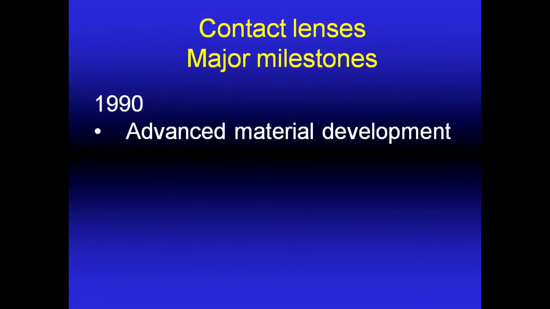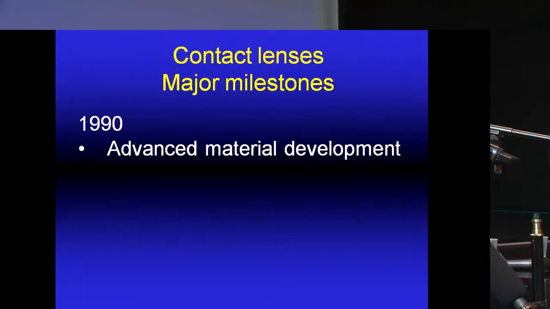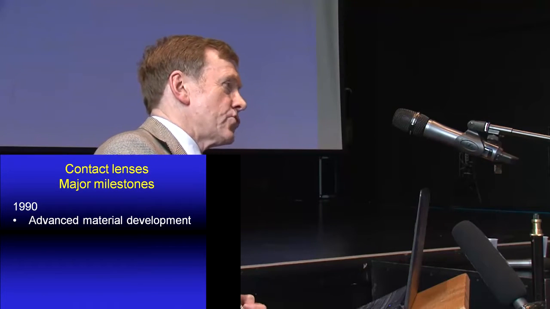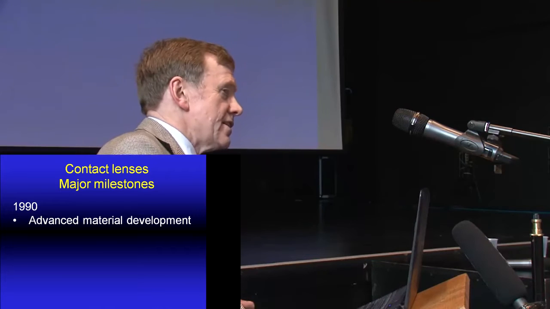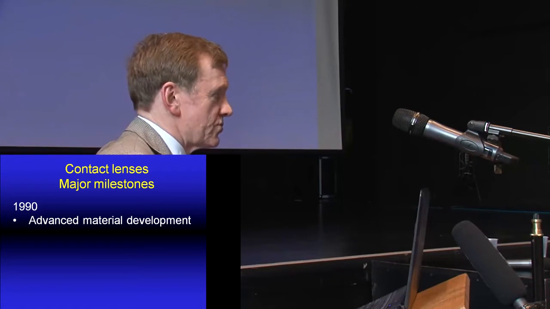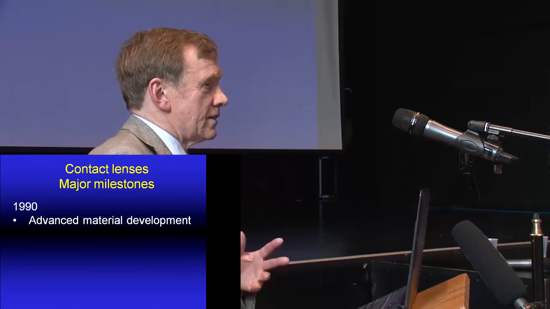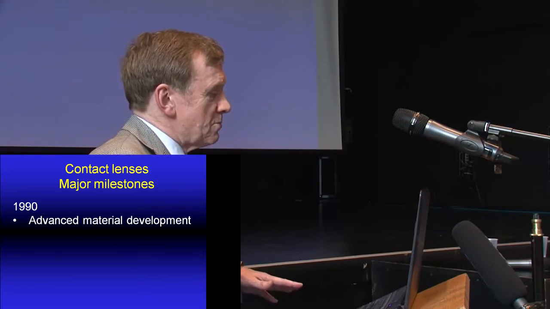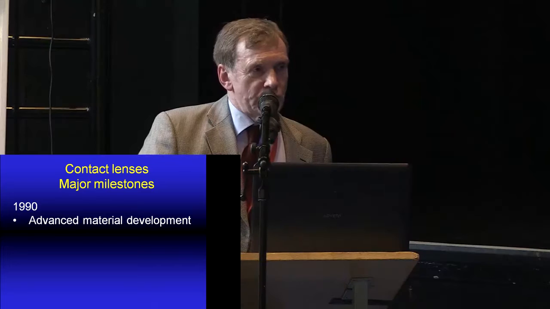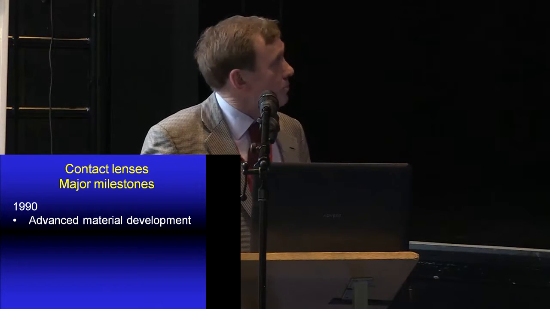In 1990, we had advanced gas-permeable material development, and actually, it's not all that much different now from what it was in 1990. The manufacturers may tweak the materials a little bit, add a little bit of that and a little bit of the other, and change the wetting, slightly increase the gas permeability, but we actually reached more or less a ceiling point around about 1990.